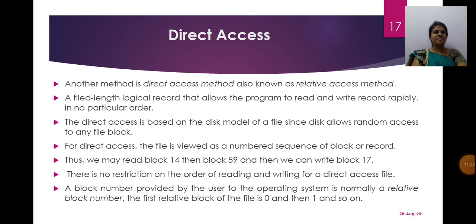Next is direct access. The direct access method is also known as the relative access method. Here the information in a file can be read or written randomly. It does not follow any particular order. It is based on the disk model of the file, and the disk allows the files to be accessed randomly. That is, for direct access, the file can be viewed as a numbered sequence of blocks, so each block will have a specific unique number. Depending on the number, the files can be easily accessed.